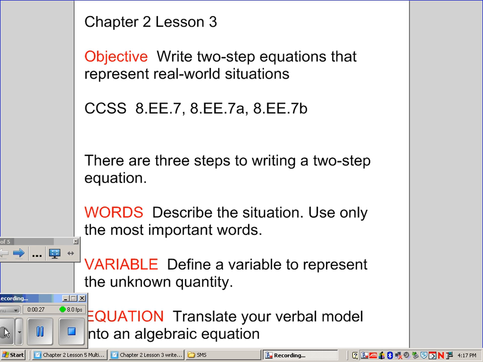Variable. Define a variable to represent the unknown quantity. And equation. Translate your verbal model into an algebraic equation.